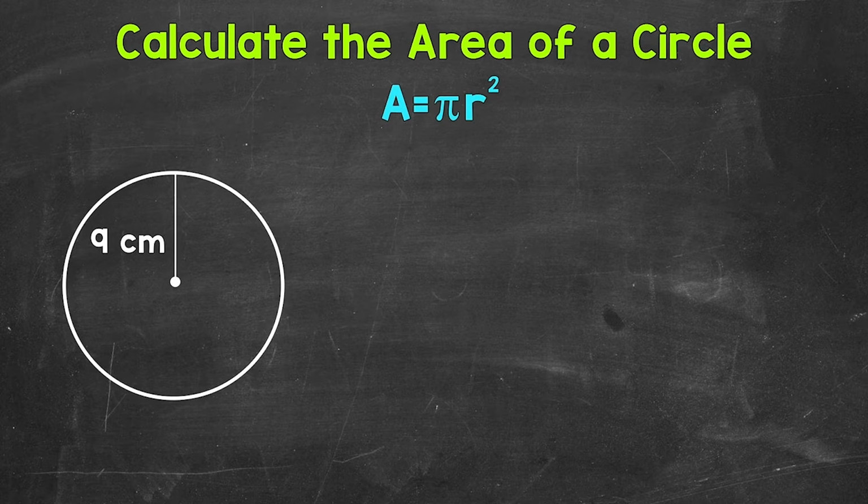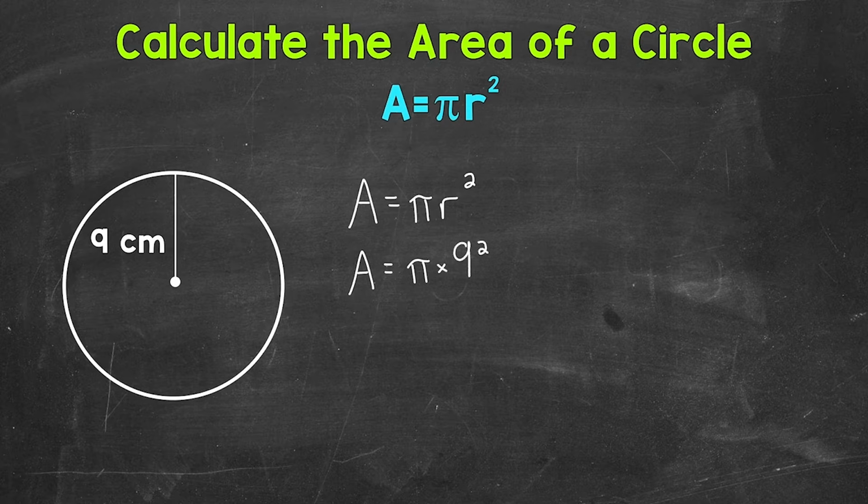So we are going to use an approximate or rounded version of pi, 3.14. With that being said, let's jump into our example where we have a circle with a radius of 9 centimeters. Now, the first thing that I'm going to do is write out the formula for the area of a circle. So area equals pi r squared. Then I'm going to plug in the radius. So area equals pi times the radius, which is 9 centimeters, squared.